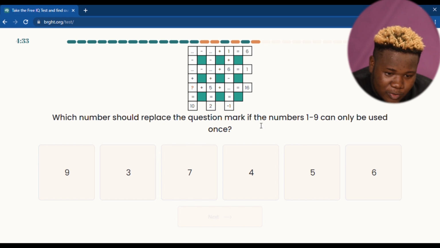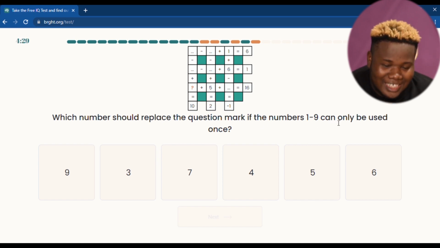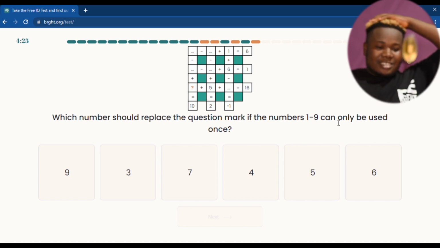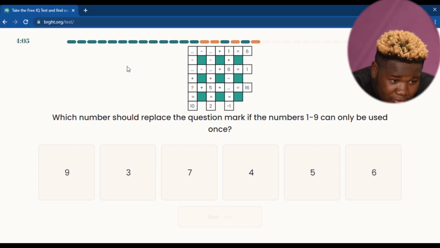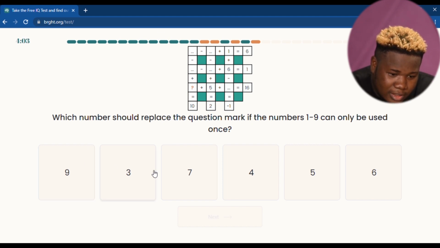Which number should replace the question mark? 1 to 9. This is crazy. Oh, jeez. 4 minutes, we don't have that time. Let's go with the 3.